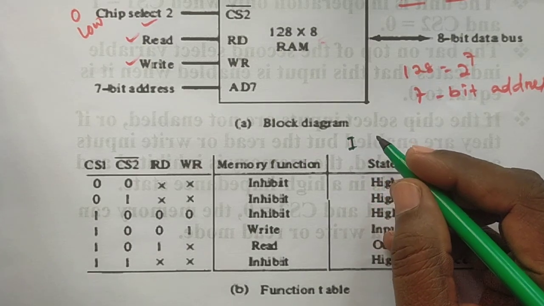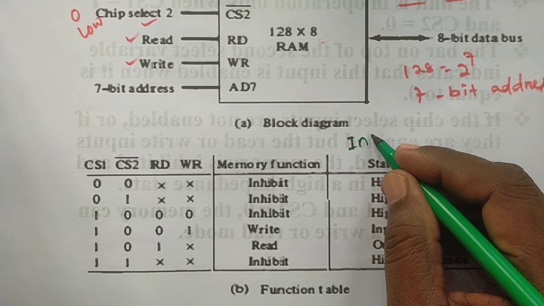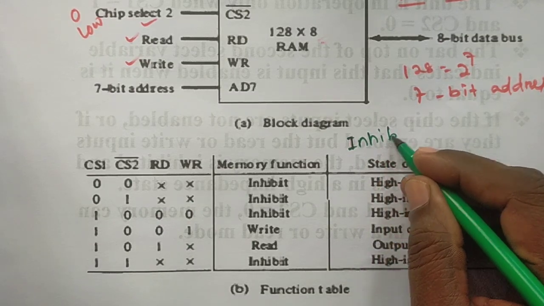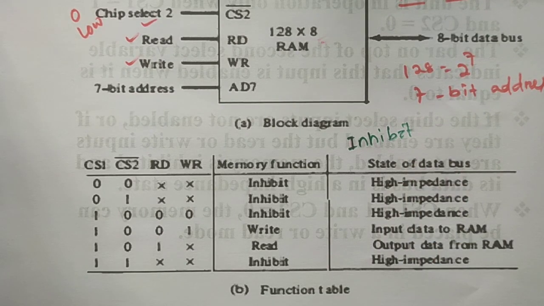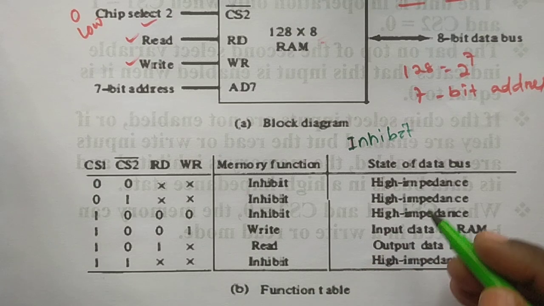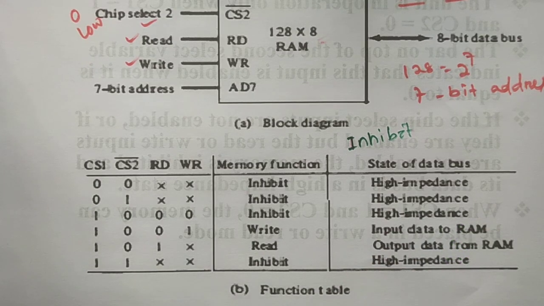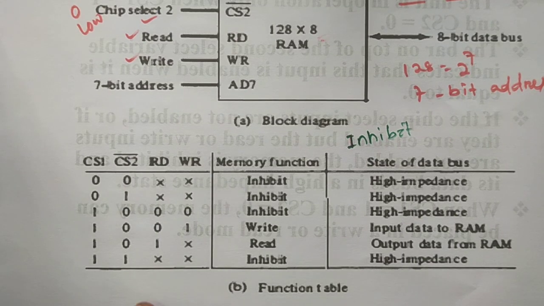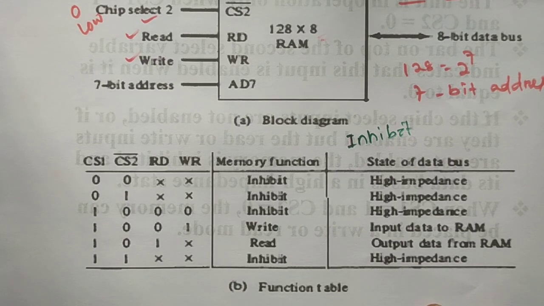Okay, we can write it. Inhibit. Okay, inhibit. That means we also define inhibit, and that function, once under this inhibit, we can tell in that function: whenever the circuit is open, once the function is inhibited, the circuit is open, by which we can tell that it is high impedance, that is, no effect of data.